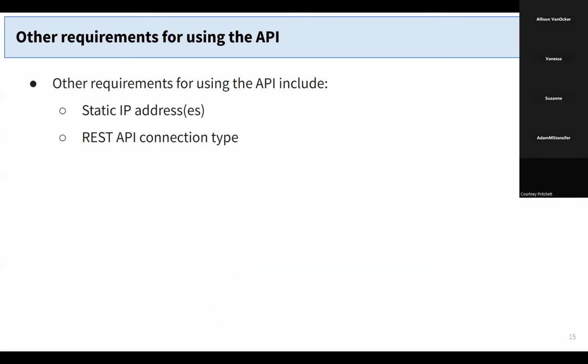Other requirements for using the API. So again, you need static IP addresses or a range of IP addresses that is coming from your system so that we can be sure to know and whitelist your IP address to be able to connect to SAM and create that data. And you need that REST API connection type.